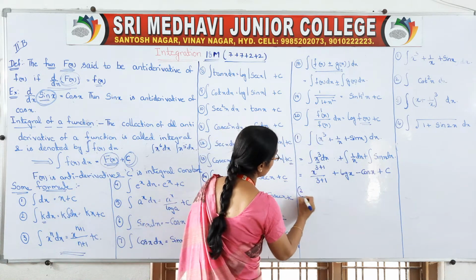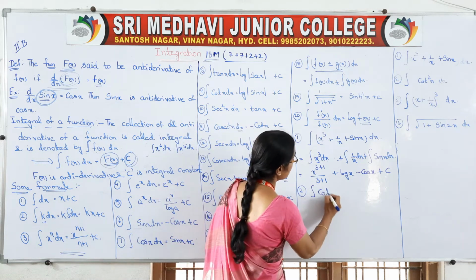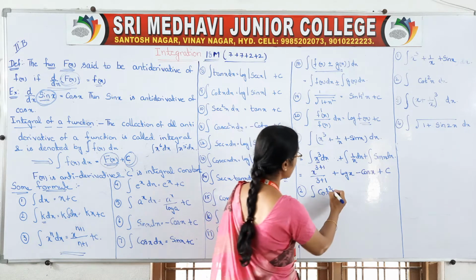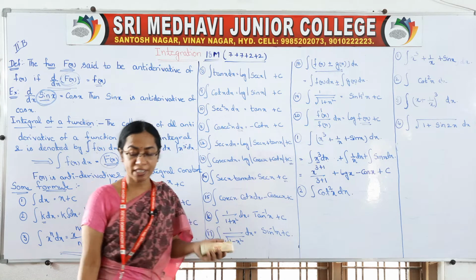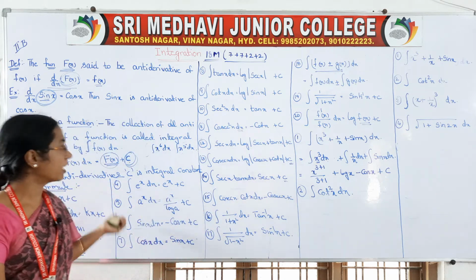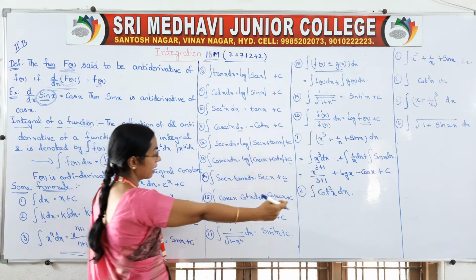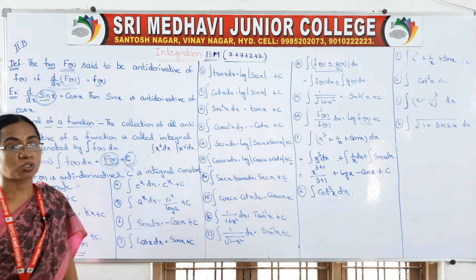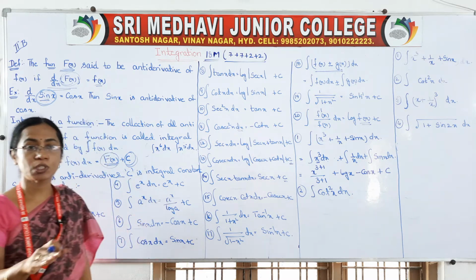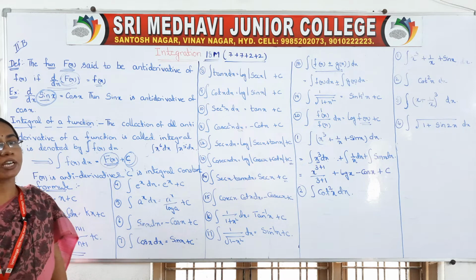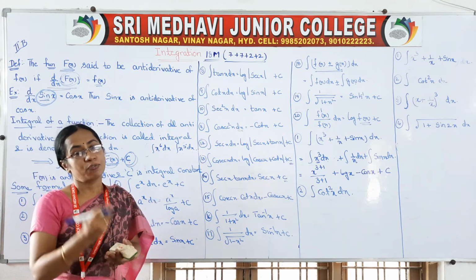Now come to the second question. What is your second question? Integral cot square x dx. We are doing 2 marks problems, right? So go to the list and see whether cot square is there or not. No, cot x is there, cosec square x is there, but we don't have cot square x. If any problem is given in a form for which there is no formula, don't worry, we will convert the problem into our formula form.